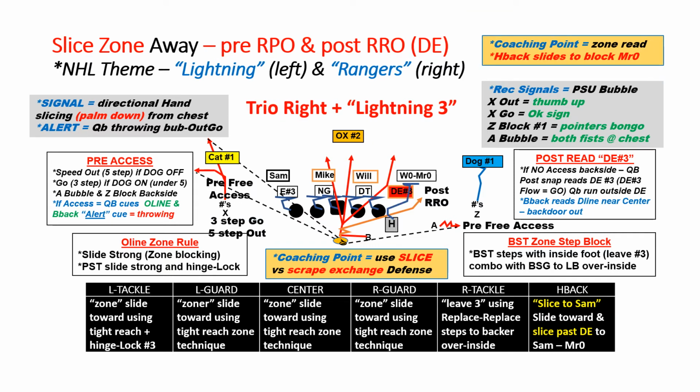Again, we can run slice zone at the H or away from the H. Here's an example of away from the H out of a trio right again. The H now knows, again, he's already on the backside, so he's just going to slide inside and then slice past the defensive end up to the Mr. Zero.